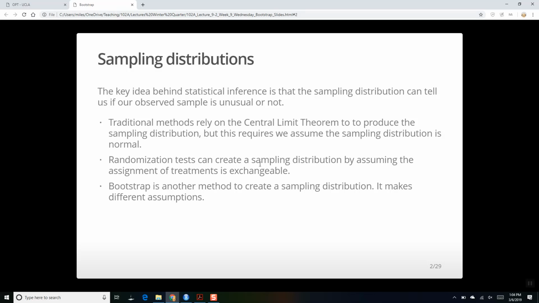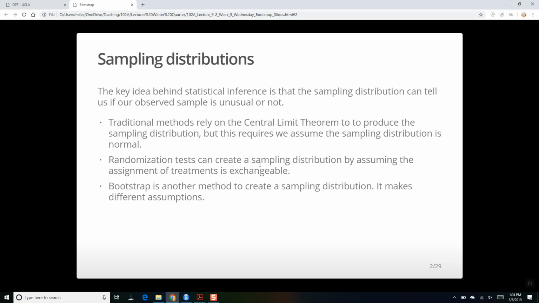In your intro stats class, the sampling distribution of the mean is assumed to be normal based on the central limit theorem. When we take a bunch of random samples from some population and we look at the means of those different random samples, those means will follow a normal distribution. It'll be centered at mu, the population mean. It'll have a standard deviation, or standard error, of sigma divided by the square root of n. So that's going to be your sampling distribution. That's based on the central limit theorem.